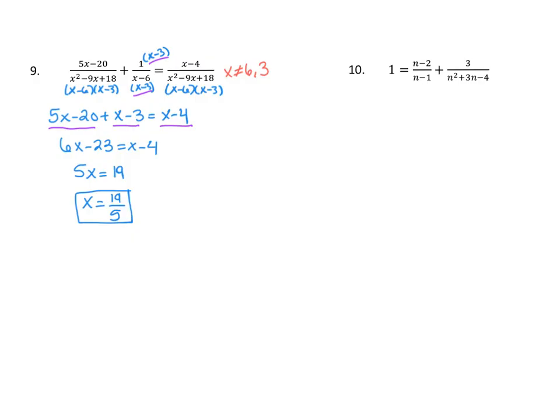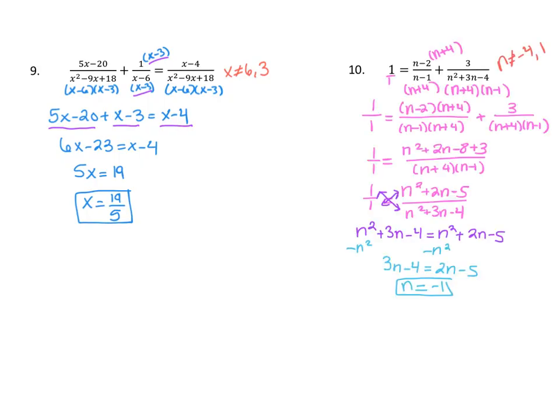Go ahead and try example 10. You could solve this a multitude of ways. You could solve this how we did number 8, where we got a common denominator on one side and then cross-multiplied. Or you could solve it like we did in 9, where you get a common denominator all the way across. Either way, you should get the same answer. So go ahead and solve, and then pause or play the video when you're ready to check your answer.